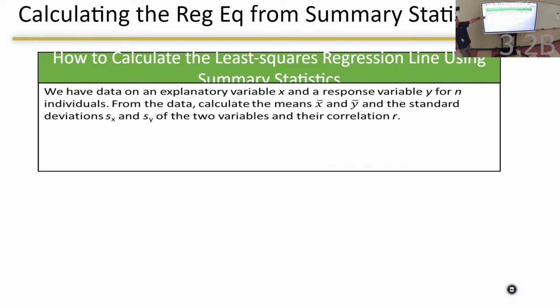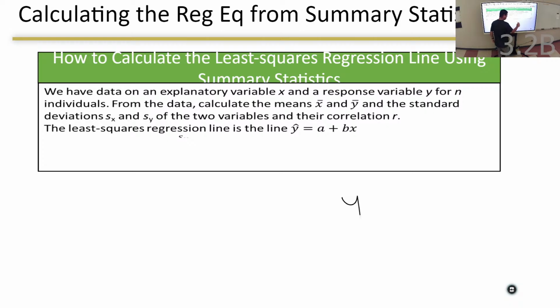We have that on explanatory variable x and response variable y. The least squares regression line is that. We already know this: y hat is equal to a plus bx. That's on your formula sheet. If you ever forget it, that's on your formula sheet.